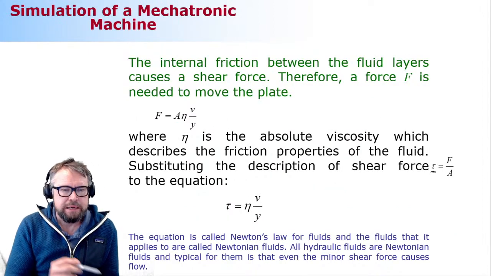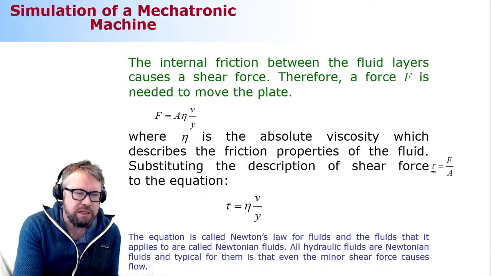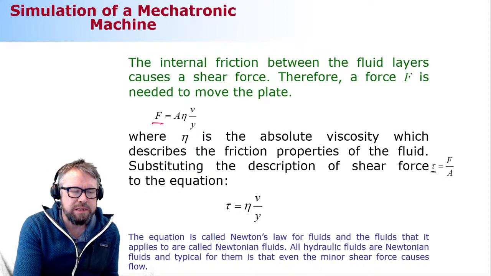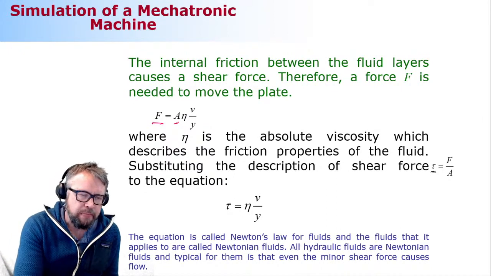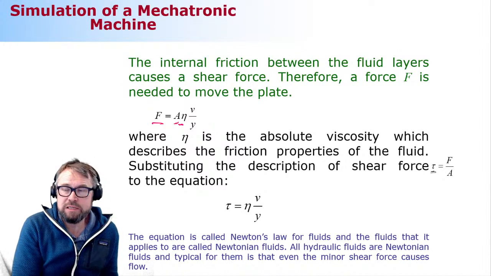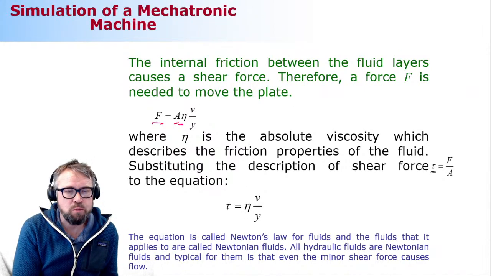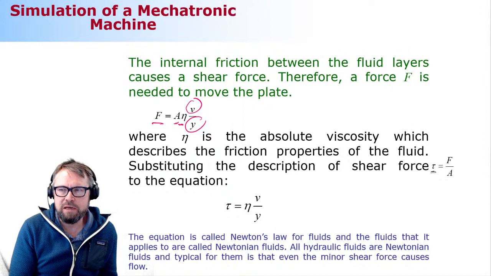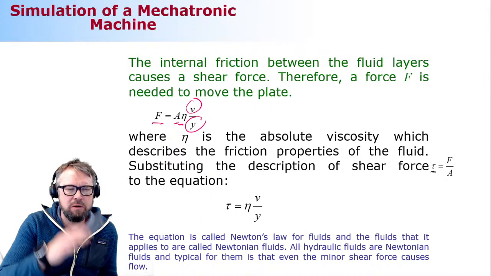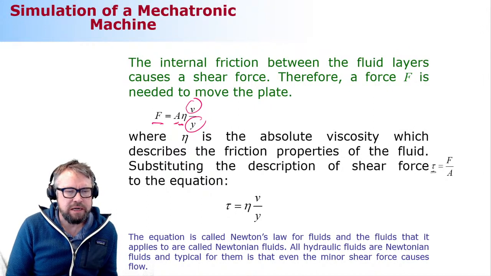Okay. Now, the force that is needed to do this experiment can be expressed as the cross-section area of the plate, of course, then something that is called absolute viscosity, which is the definition of how much friction there is within this fluid. And then we have the velocity here, and how thick the layer of oil is. So this is our setup here.